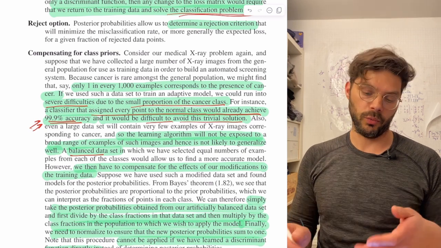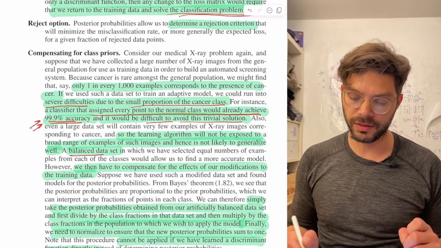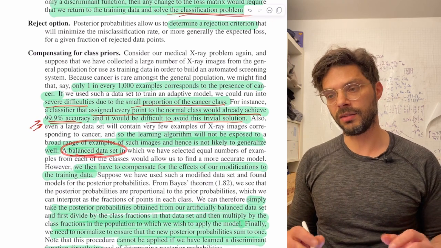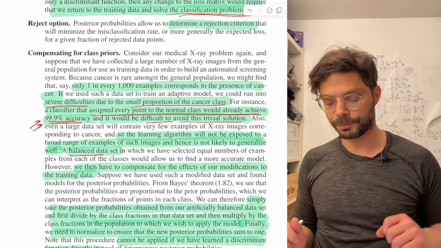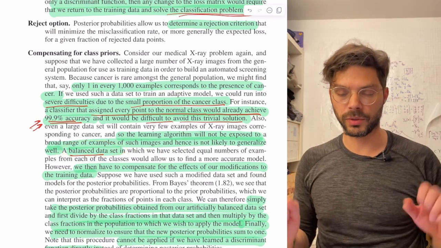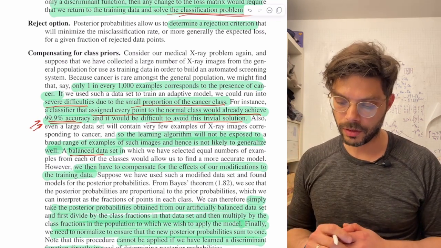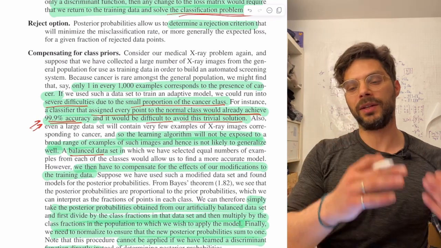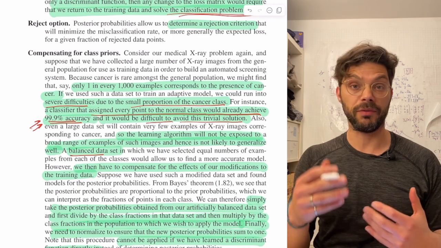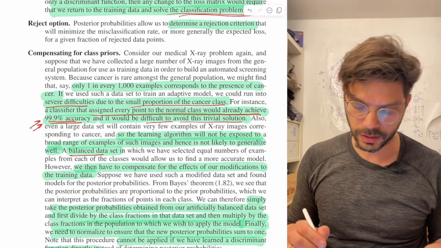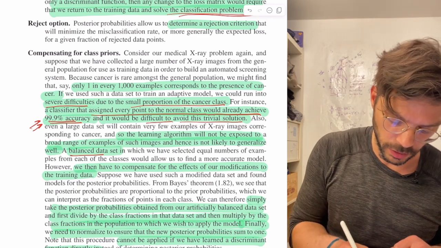So the approach that he talks about for addressing this is, let's try a balanced data set. Let's say we could just go out and gather a data set where the two classes were equal, so now we get equal exposure to both. Now if we want to go out and make decisions with that, we have to compensate for the fact that we've modified our data set. So how do we do that? I thought we'd go through his procedure here.